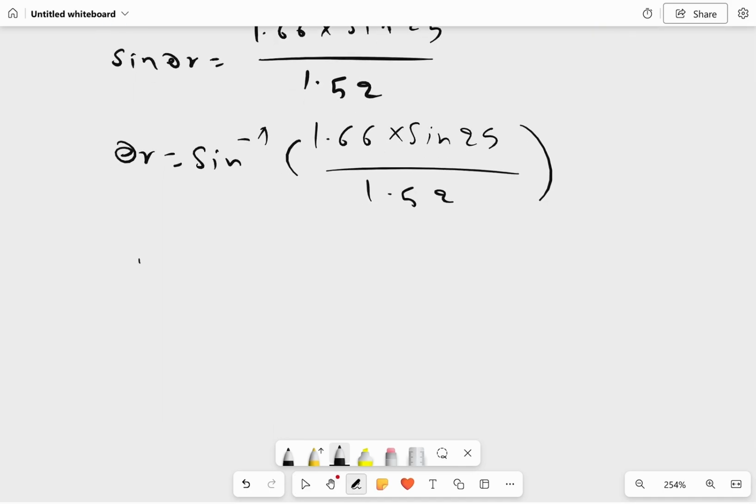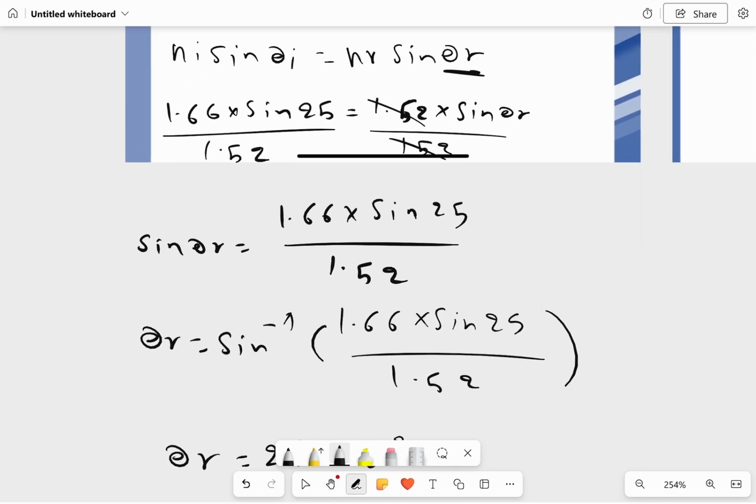If you take the sine inverse of this, you're going to get 27.38. This is going to be the angle of refraction.